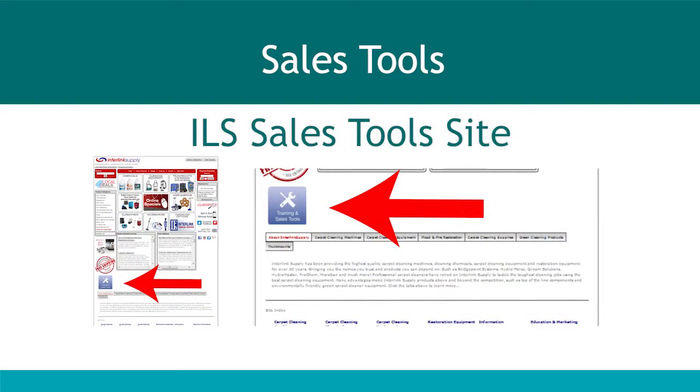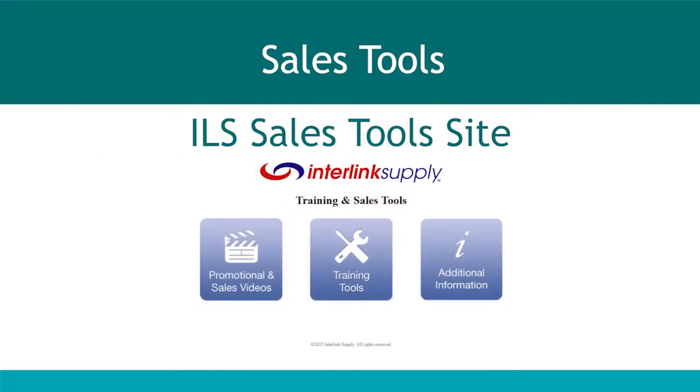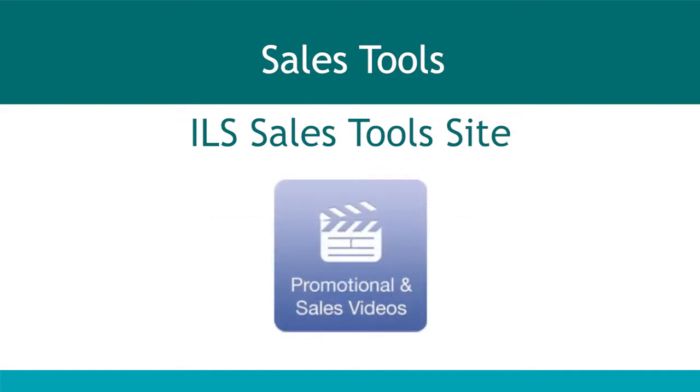To access the Sales Tools training site, just access interlinksupply.com and find the icon that says Training and Sales Tools. This icon will take you to the training section. This part of the Interlink Supply website is dedicated to training and sales tools. It would be worthwhile to browse this site to understand the tremendous amount of material that is there. But for today, we'll focus on the promotional videos. Actually, it's a good idea to place a shortcut on the desktop of your device that will take you directly to this site. Now click the icon that says Promotional and Sales Videos.